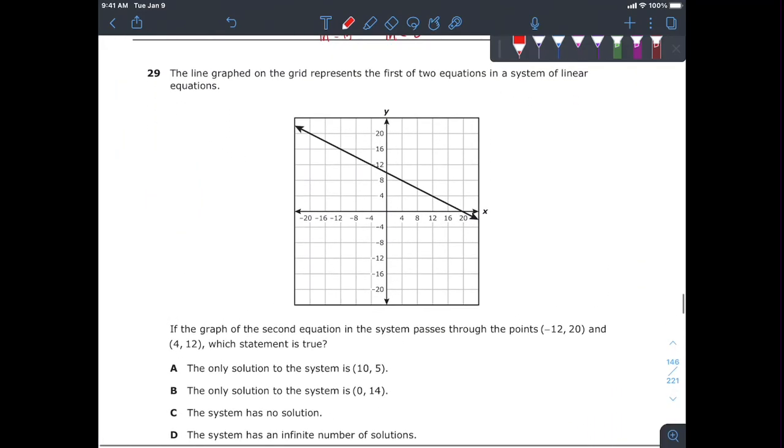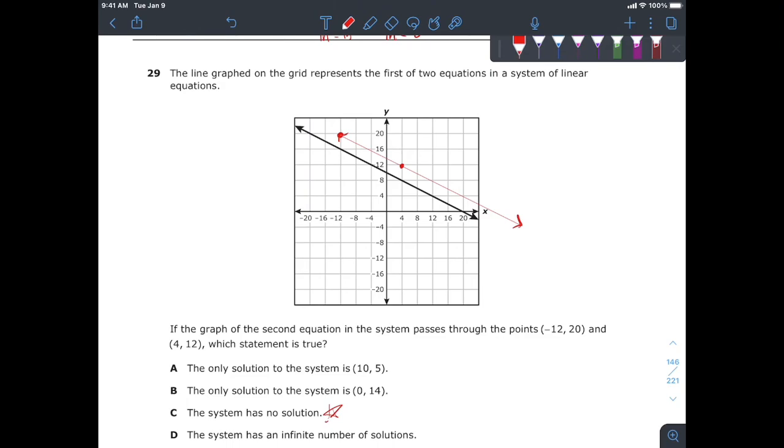29. The line graphed on the grid represents the first of two equations in a system of linear equations. If the graph of the second equation in the system passes through these 2 points, which one is true? So if I was doing this by hand, I would say, all right, negative 12, positive 20, positive 4, positive 12. And then I would go ahead and connect them. And it looks like these two guys are going to be parallel and there would be no solution. But I just want to verify this.